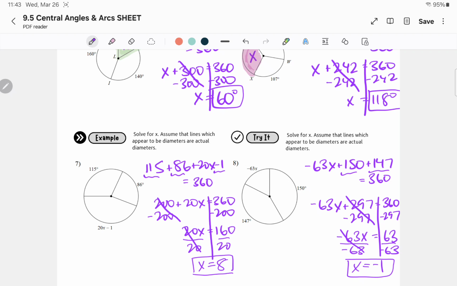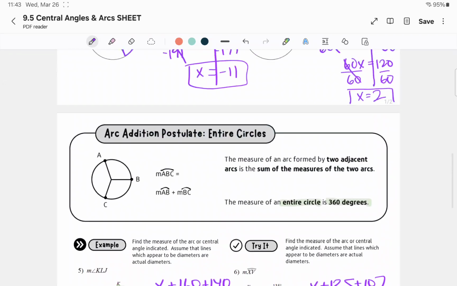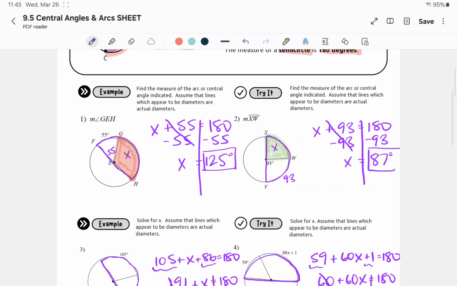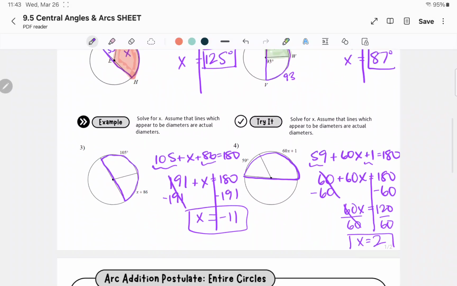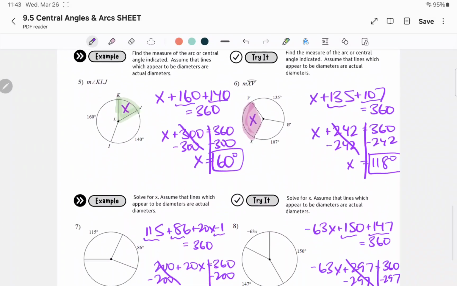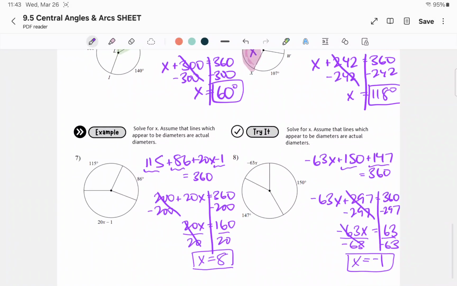Okay? So again, just to recap, on the front side, you can tell that it's a semicircle, right? It's going to add up to 180, right? If it's the entire circle that they're giving you, it's going to add up to 360.